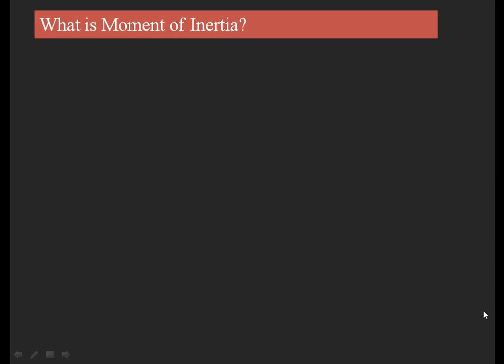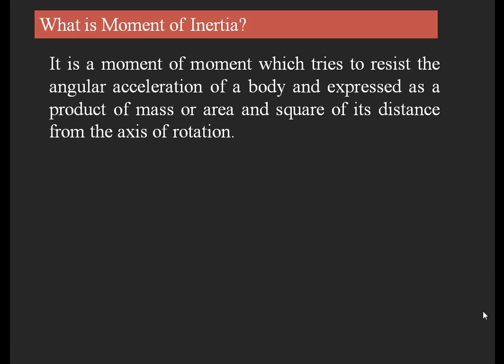So first, what is the definition? I would like to tell you. The definition given for the moment of inertia is that it is a moment of moment. Already we know moment. So it is defined as a moment of moment which tries to resist the angular acceleration of a body. It is possessed by the body, and that will try to resist the angular acceleration that may be caused in the body due to the action of the force.